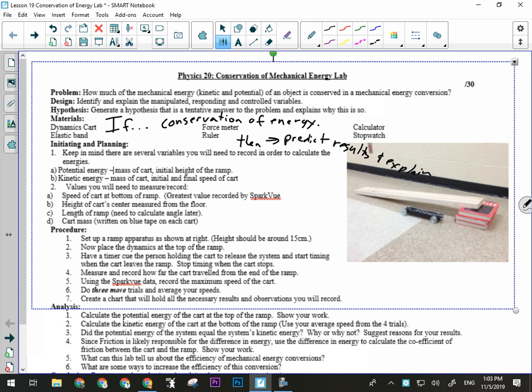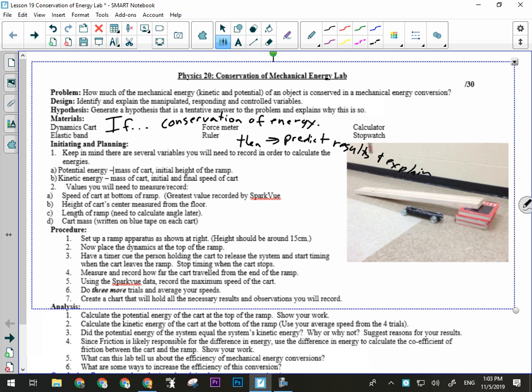So there's not a lot of data that needs to be collected in this lab. Literally, I had all of my data collected in less than 5 minutes. I set up the lab, Tyler caught the cart for me when I let it go down the ramp, and I literally had all my data in a chart 5 minutes after that. So the collection of data here is very, very easy.